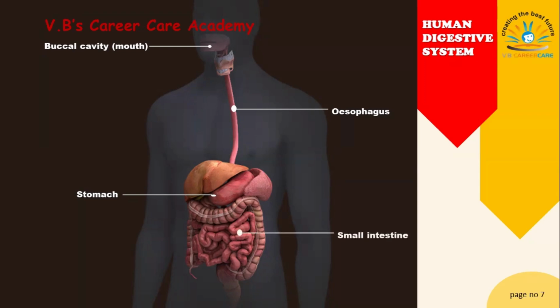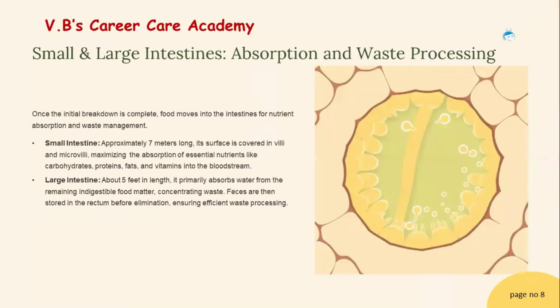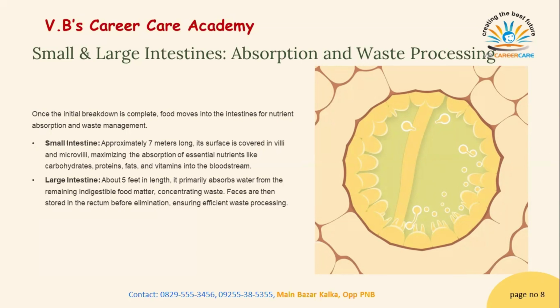First of all is the small intestine, which is a very long tube-like structure. The second one is a gland, the largest gland of our body, known as the liver. The third one is also a gland, the pancreas. And the last one is the large intestine and anus. So let us read about intestines. There are 2 kinds of intestines in the human body: the small intestine and the large intestine. Their main function is absorption and waste processing. Once the initial breakdown is complete, food moves into the intestines for nutrient absorption and waste management.